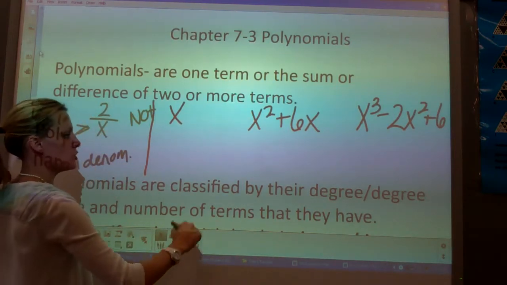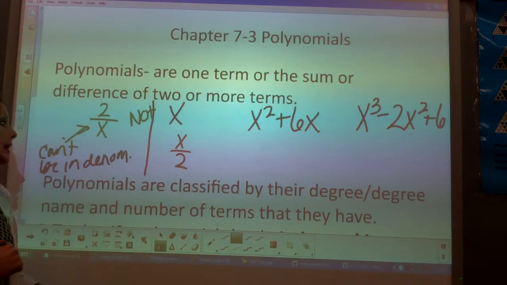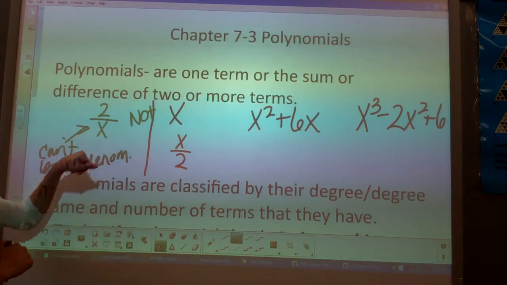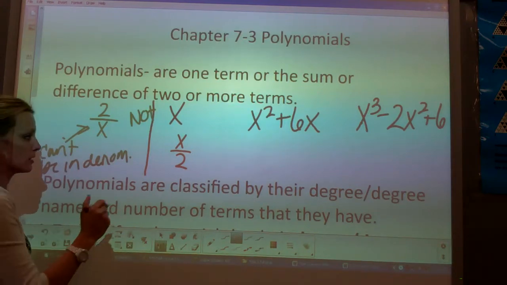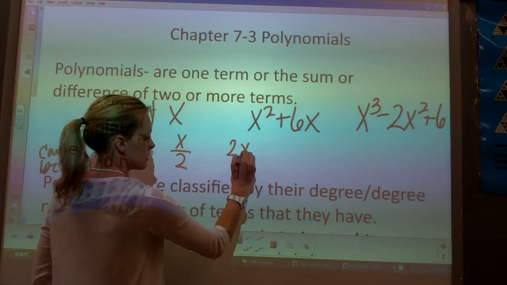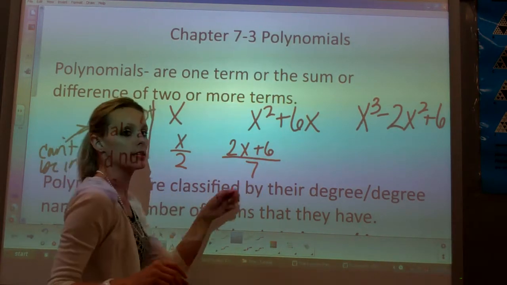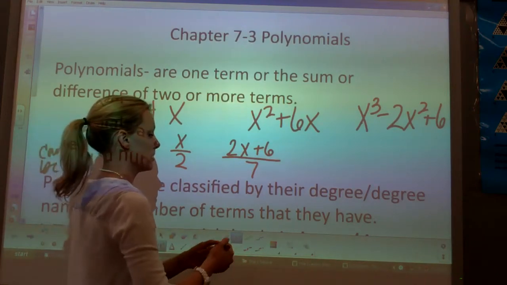It's allowed to be in the numerator though, so you could have x over 2. That's okay, but x is not allowed in the denominator for it to be considered a polynomial. Or you could have 2x plus 6 over 7. That's another example of a polynomial.